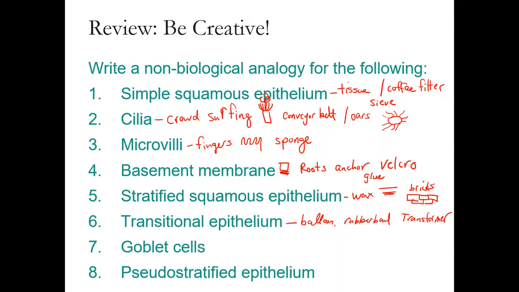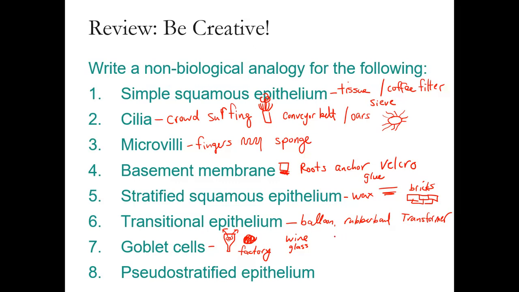Great. Goblet cells. Goblet cells are, of course, those big fatty cells that are full of mucus. So you could think of, oh, here's a good one. How about a factory? Because they produce this mucus and it comes out. So you can think of it as a little factory functionally. Structurally, you could think of it as a wine glass or a goblet. You could also think of it, well, I don't know. Let's see.